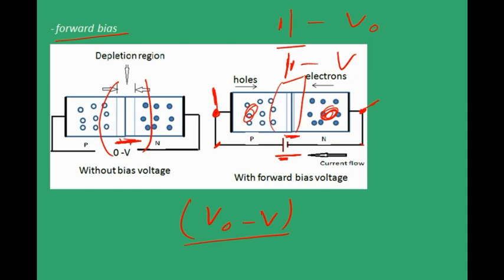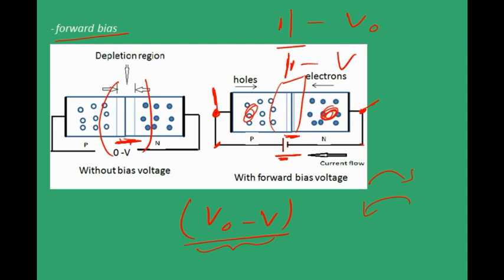And so what happens now, since this barrier is reduced, electrons are able to reach the other side easily, because the barrier's height is reduced now. And similarly, the holes also can reach this side easily, and electrons can reach this side easily, because the barrier has been reduced.